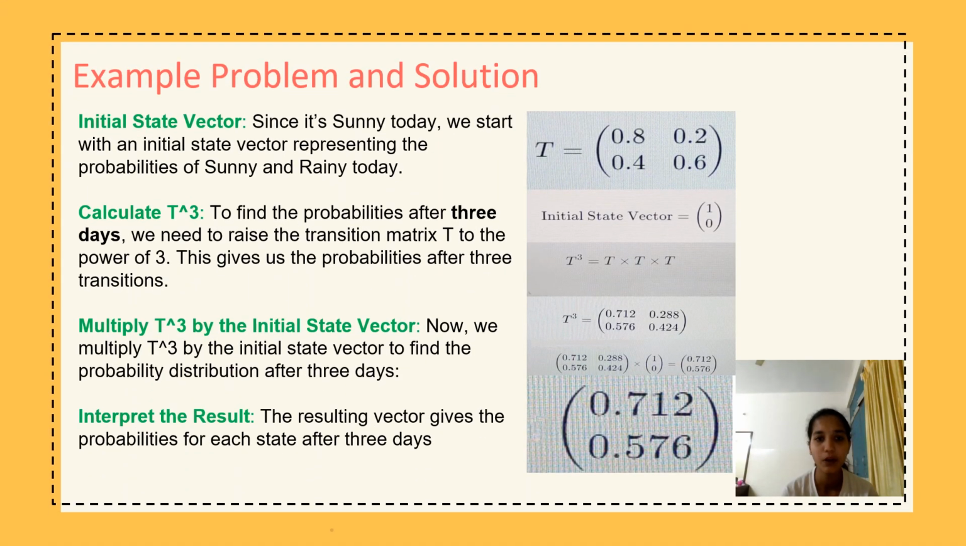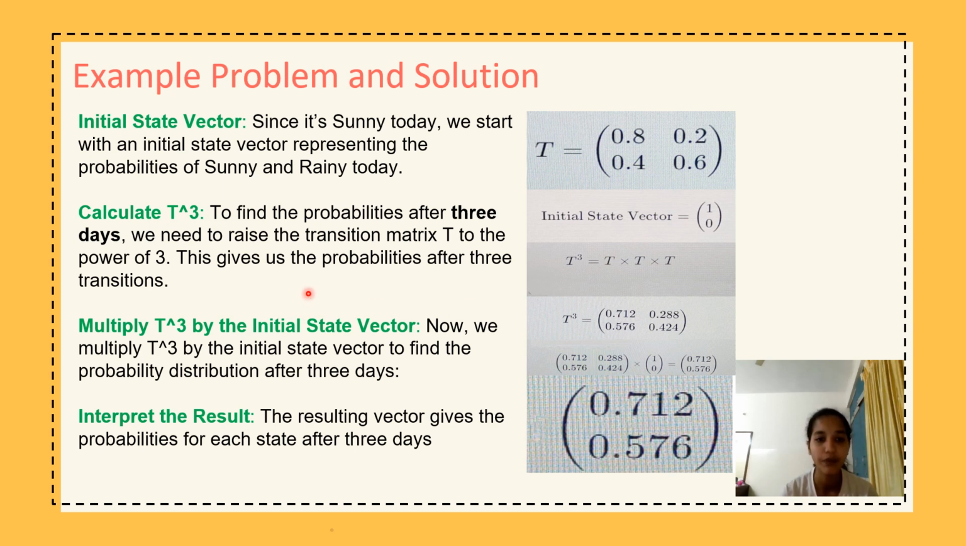Example problem and solution. First we have to create T equals matrix 0.8, 0.2, 0.4, 0.6. Initial state vector. Since it is sunny today, we start with an initial state vector representing the probabilities of sunny and rainy today. Initial state vector is equal to matrix 1, 0.